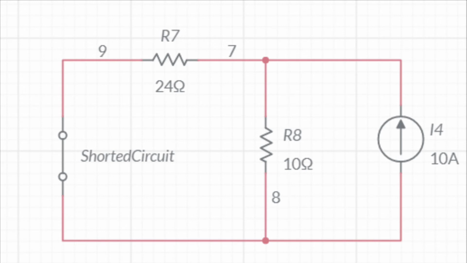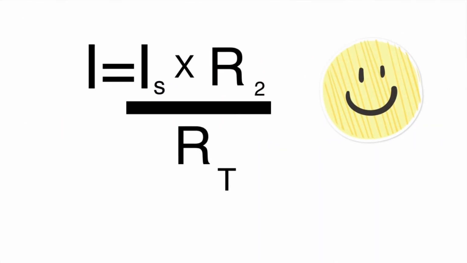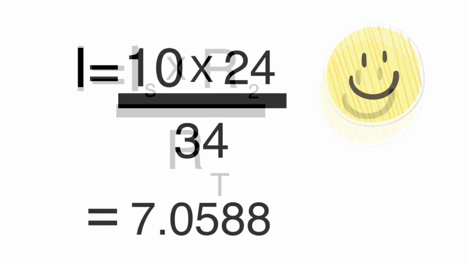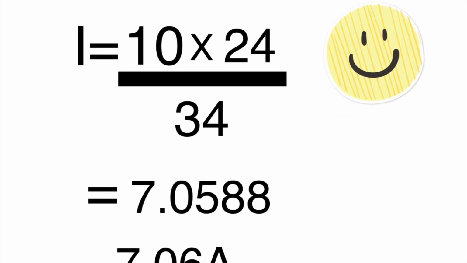Now to find the current provided by the current source, we'll bring it back into the circuit and get rid of the battery, which shorts this branch. Now we have a current source with two resistors in parallel. So we can use the current divider rule, and after calculation, this gives us roughly 7.06 amps.